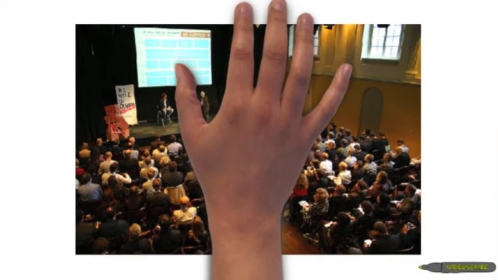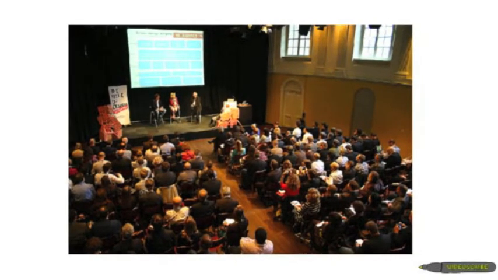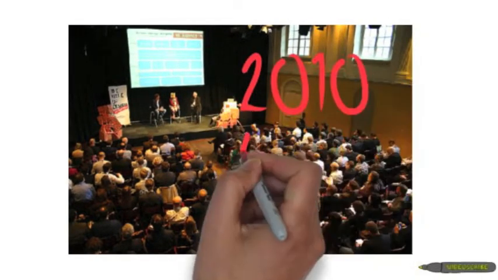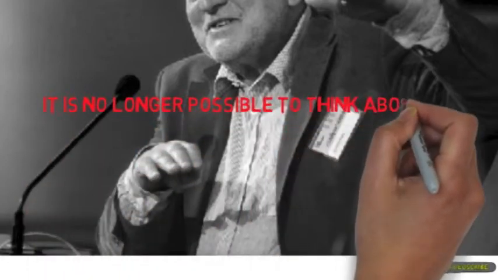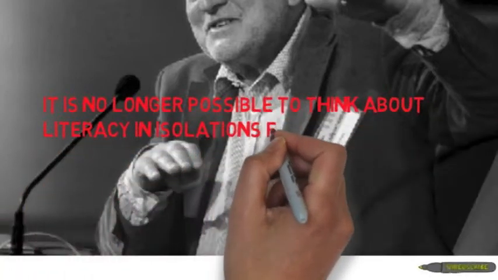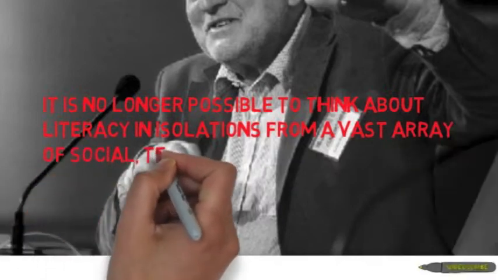A few years ago, in a presentation at the Four Cs Conference, teachers from across the country said they employ multimodal assignments in order to teach their students rhetorical awareness and how to write text in a variety of modes. Similarly, Gunther Kress, a professor of semiotics at the University of London, insists that we need to resituate our notions of literacy to include both the dominance of the image over the word and the dominance of the screen over the page, because it is no longer possible to think about literacy in isolation from a vast array of social, technological, and economic factors.